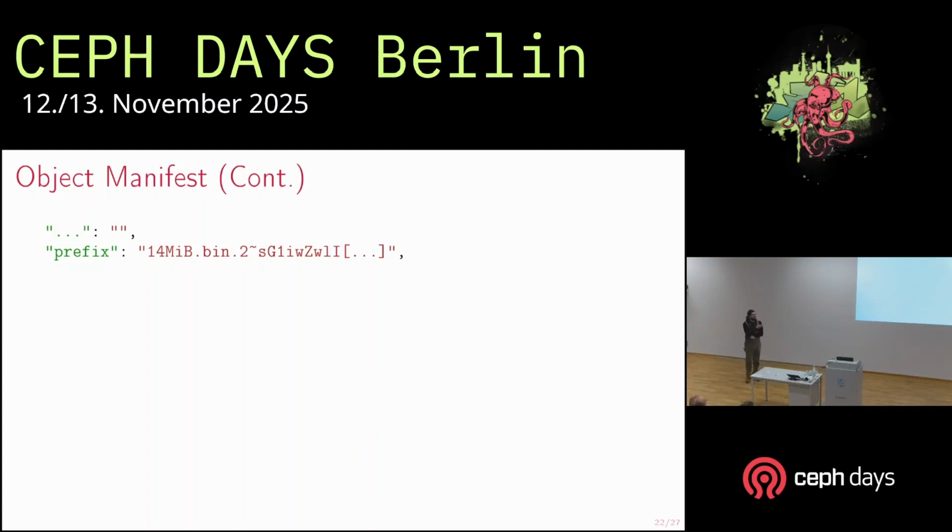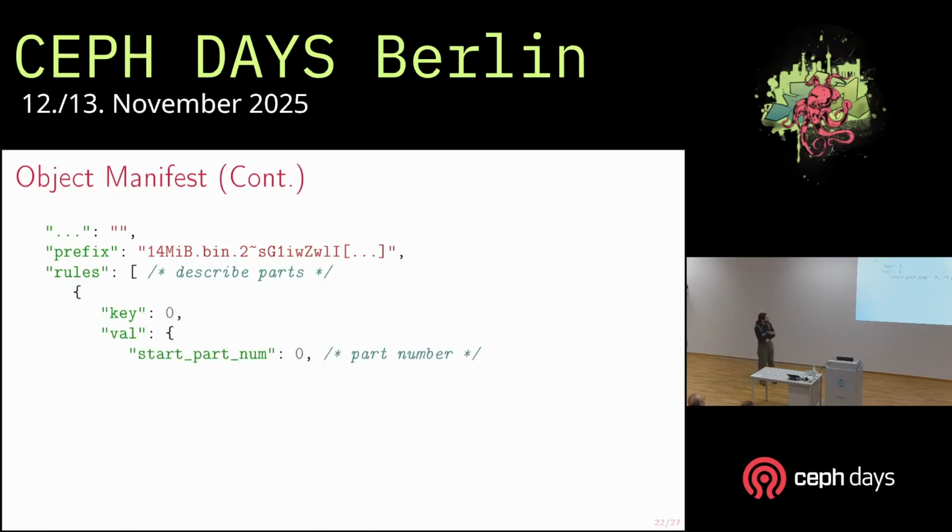Let's continue with the manifest. We get some kind of prefix. This is just a randomly generated ID, so nothing special. And then there is a rules section. The rules section specifies all the individual parts of that object. So we're looking at the first part. Okay, we've got a part number, so it tells me which part this is.